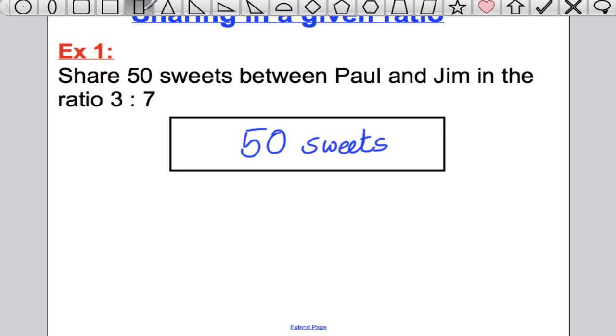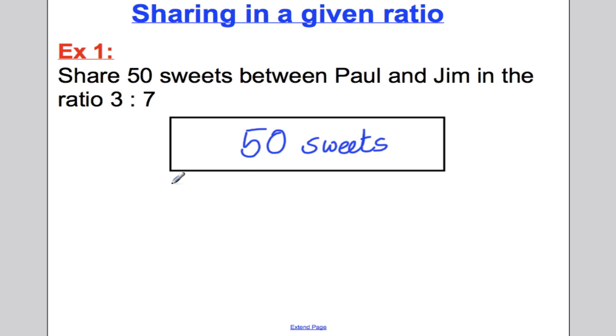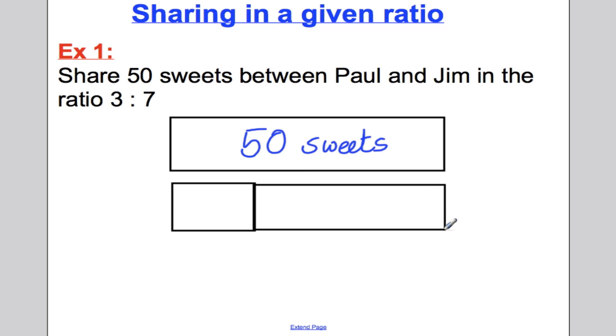Now, let's draw a little box here. We want to share these 50 sweets. Well, we want Paul here to get 3 parts, and we want Jim to get the other 7 parts. So in this section here, this is Paul, and this is Jim. Poor old Paul only gets 3 parts. Jim, good for him, gets 7 parts.